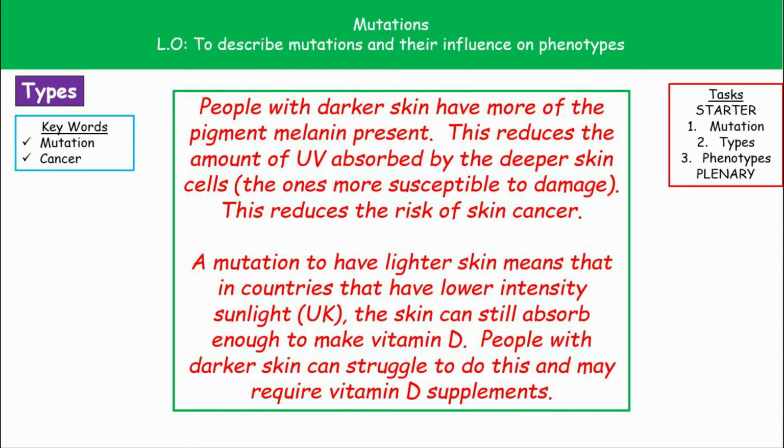If we have a mutation to give lighter skin, then in those countries that have lower intensities of sunlight, the skin can still absorb enough to make vitamin D. And people with darker skin tones in countries that are quite dark and dingy can actually struggle to absorb enough to make the right amount of vitamin D. So some people may actually have to take supplements of vitamin D to stave off those conditions that require vitamin D to avoid.